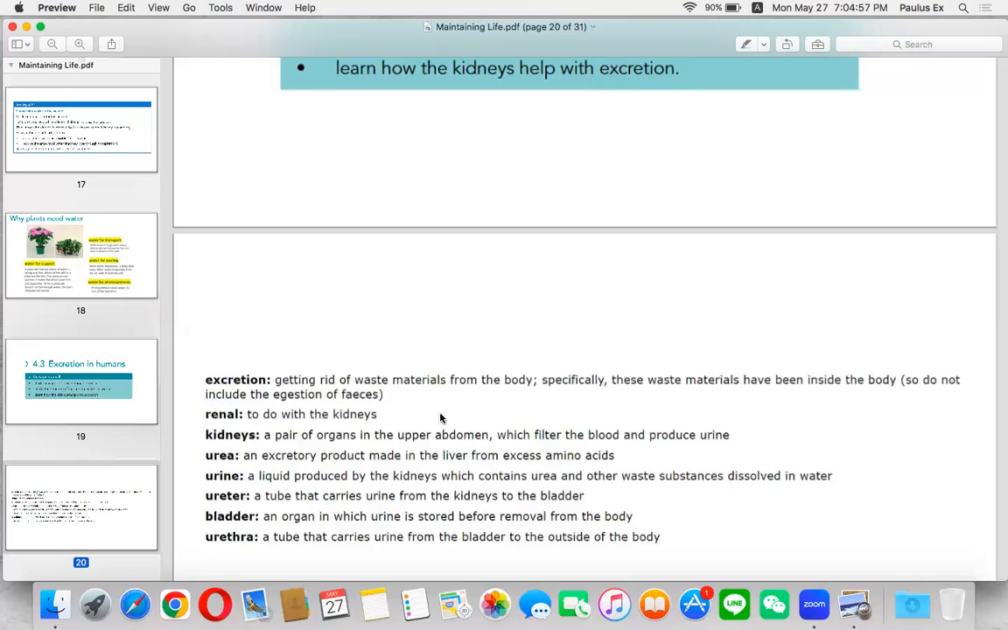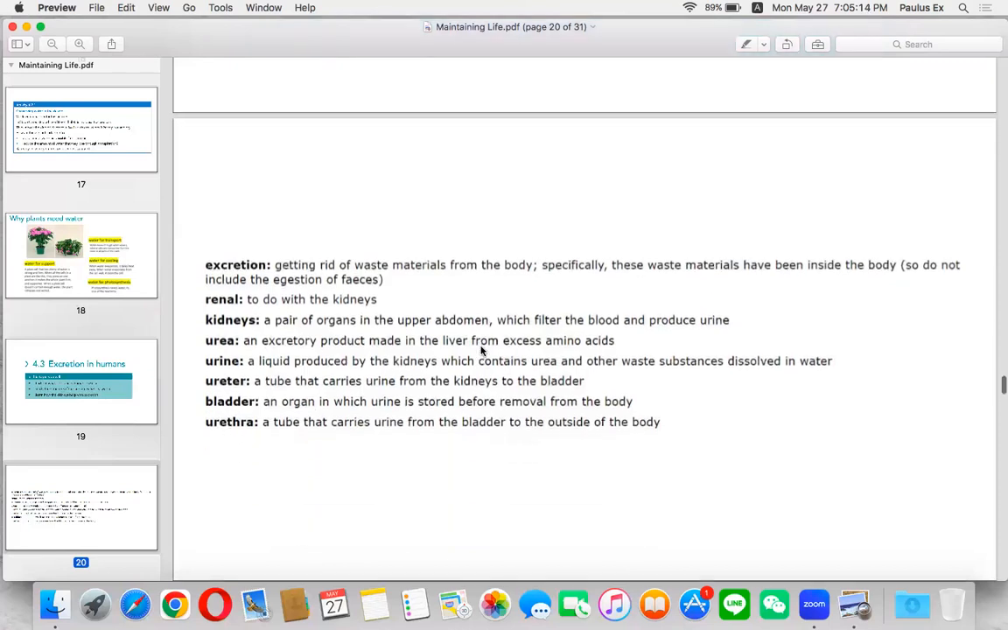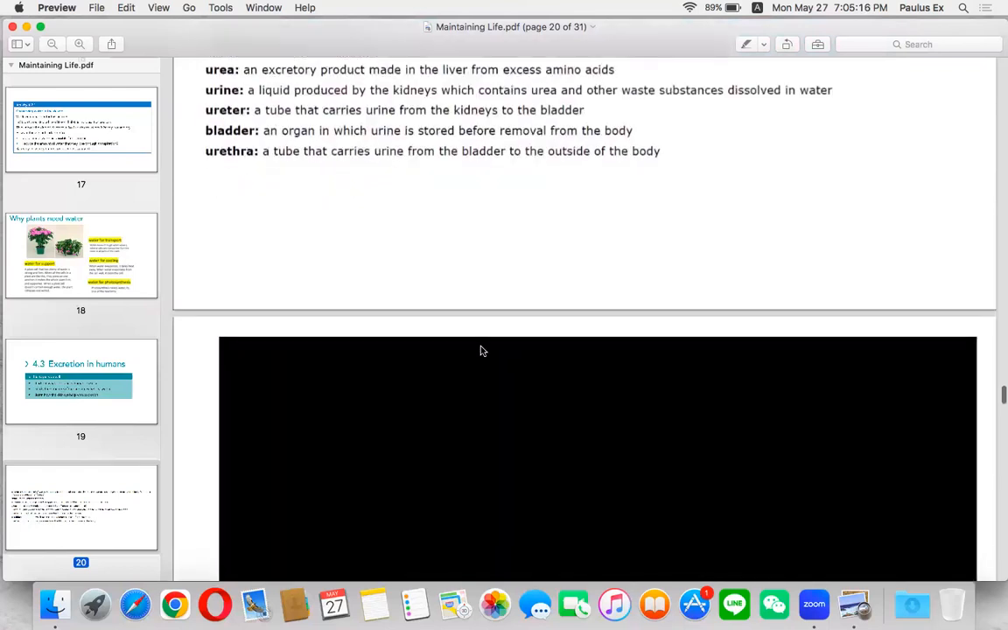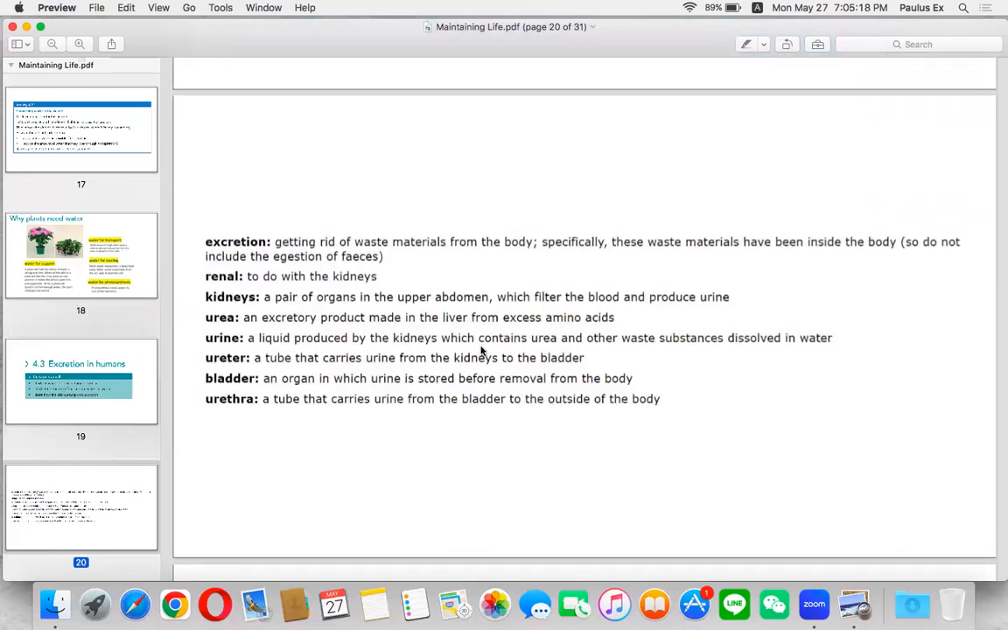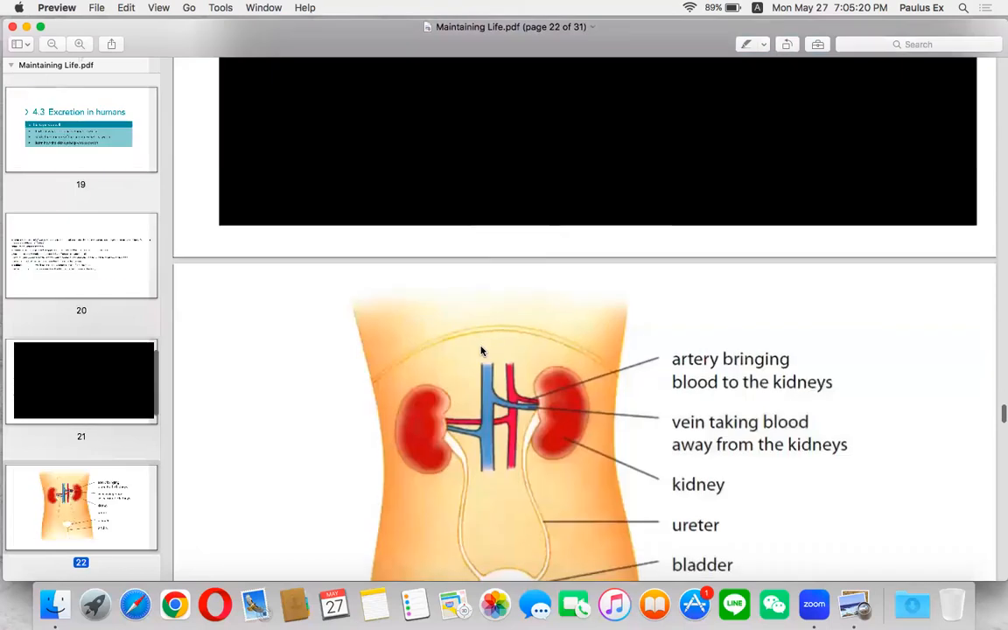Yeah, so the tube that transports the urine from your kidneys to the bladder, we call it the ureter. And then the bladder is an organ in which urine is stored before removal from the body. The urethra is a tube that carries urine from the bladder to the outside of the body.